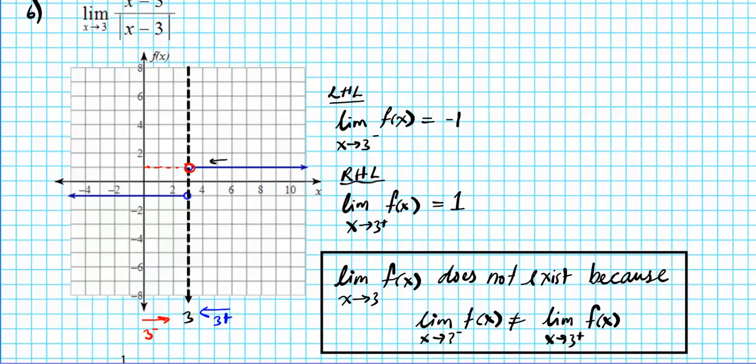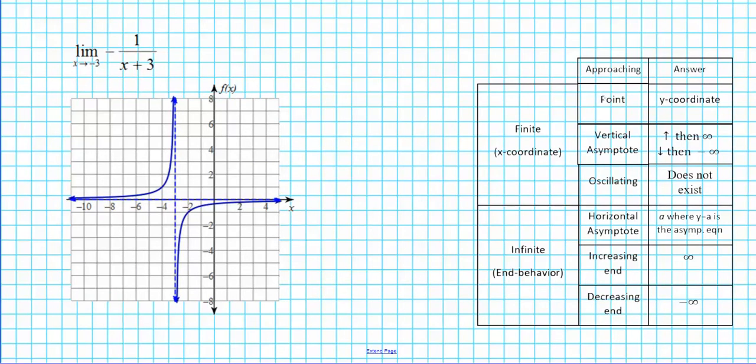All right, let's take a look at problem number 7, the last one in this installment, part A of finding limits numerically and graphically. Now we're approaching negative 3 from both sides. Okay, so let's mark it, negative 3. Let's start by approaching 3 from the left, actually negative 3 from the left. So this is the left-hand limit. What is the limit as x approaches negative 3 from the left?